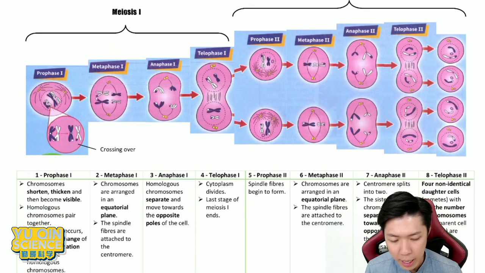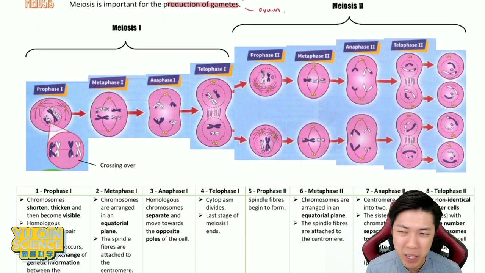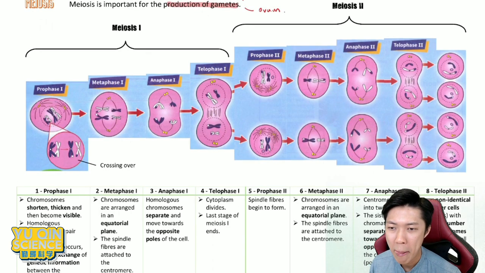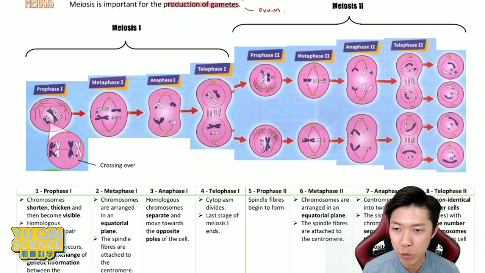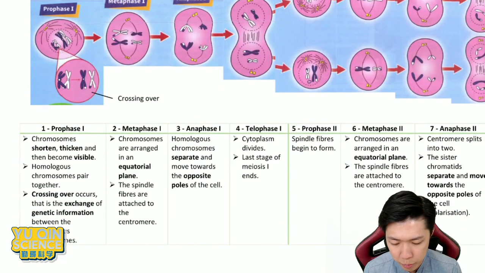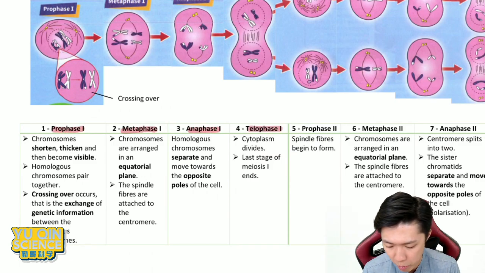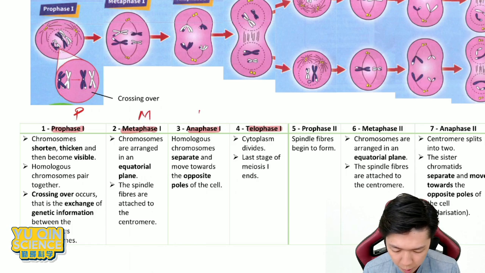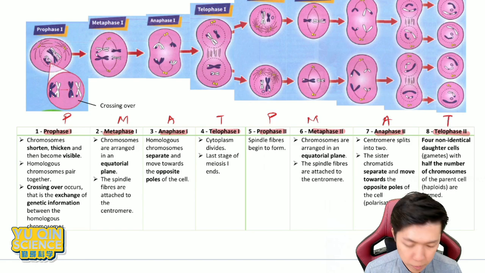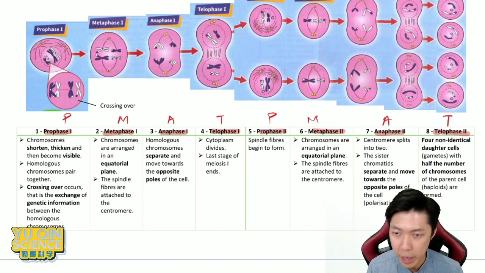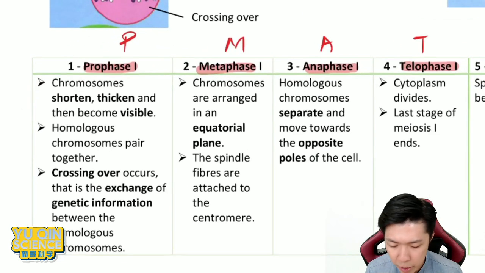Meiosis has two stages here, but it's the same thing. It's still PMAT, but split into PMAT 1 and PMAT 2. I would assume you remember the same thing. So prophase, metaphase, anaphase, telophase will be PMAT 1, and then we repeat again, PMAT 2.